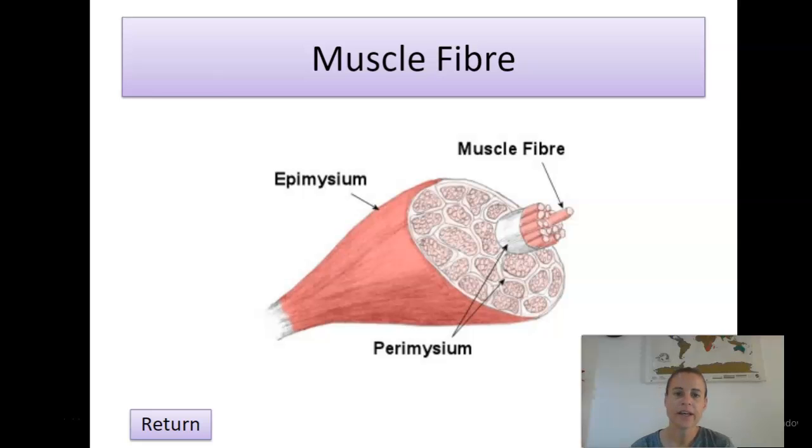Hello grade 11. This lesson we're going to be talking about muscle fibers and how they actually contract, and this is going to help you with your task for this week, which is to create your stop motion animation.